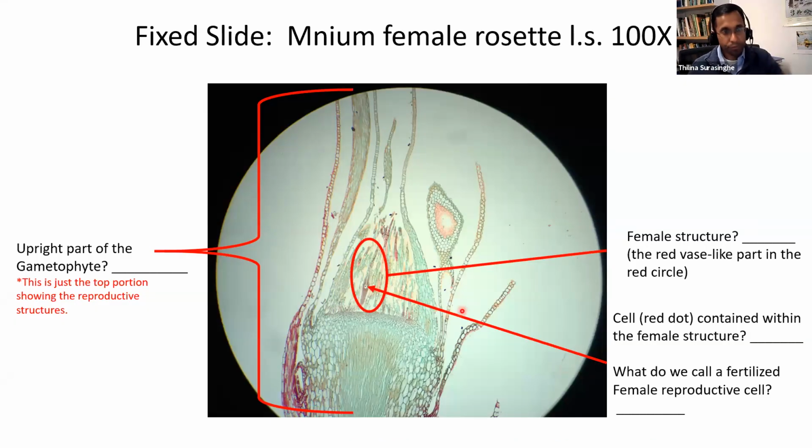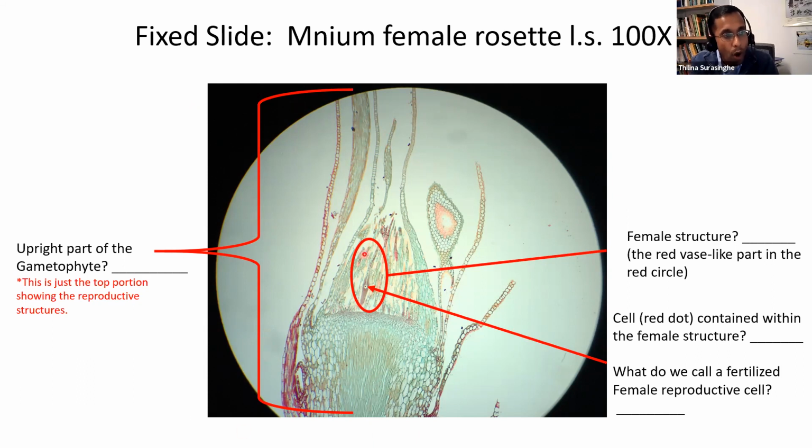Now let's try to label this. Help me out here. What do I call this entire structure on the top of the gametophyte, that sort of is holding all the reproductive units? It ends with 4. Gametophore? Correct. That is the gametophore.